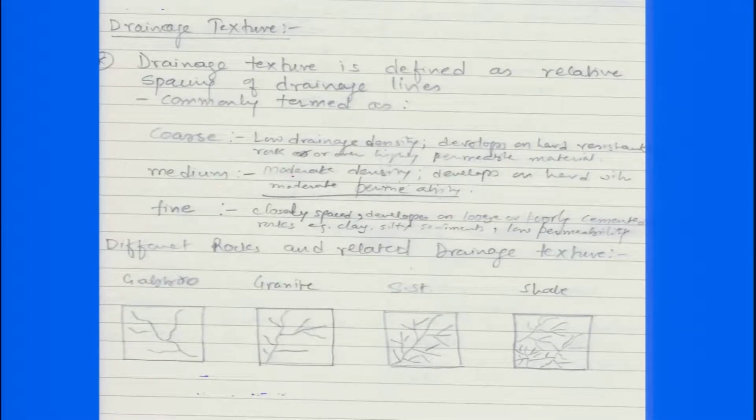If you have medium and moderate density, it develops on hard rocks with moderate permeability, fine grained, closely spaced. Fine texture develops over loose or poorly cemented rocks, for example clay and silts, or where you have low permeability. So, different types of rocks and related drainage textures are being shown here. We have coarser and then we get into the finer texture. This can also help in understanding the discharge.